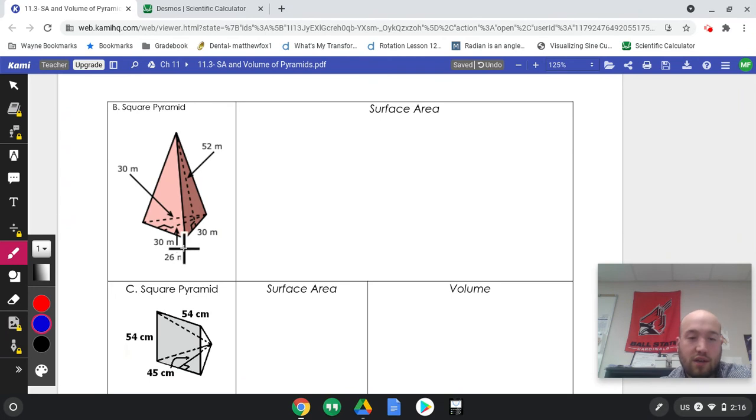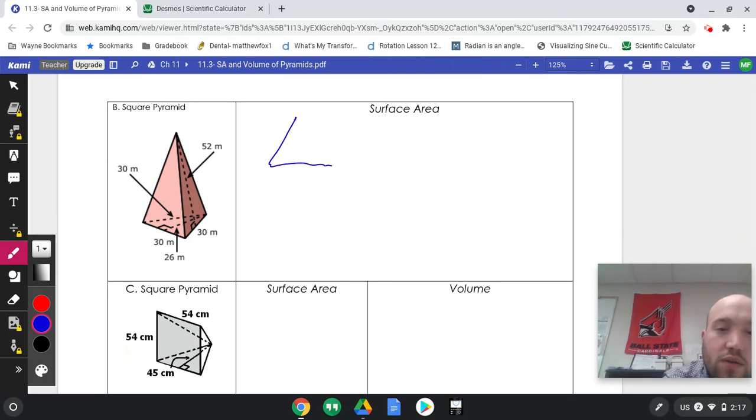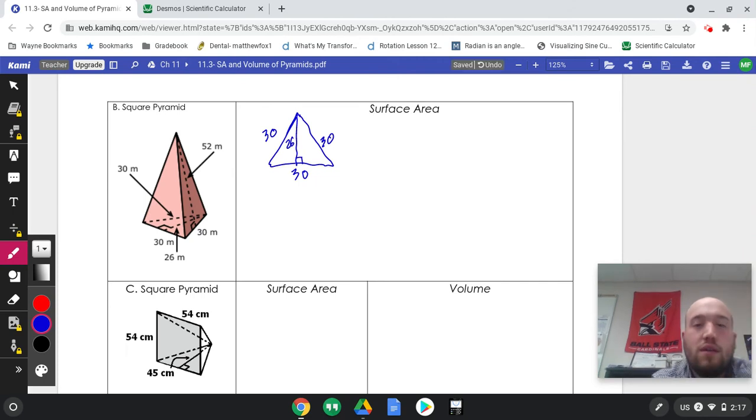So you see it's a triangle there. If it helps you, you can draw it. You know, it's 30, 30, 30, and right here this is 26, okay? So 1/2 base times height. So that'd be 1/2 times 30 times 26. If we do all that, we're going to get 390, okay?